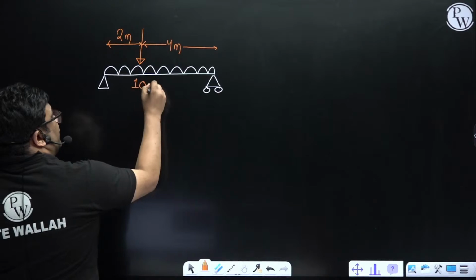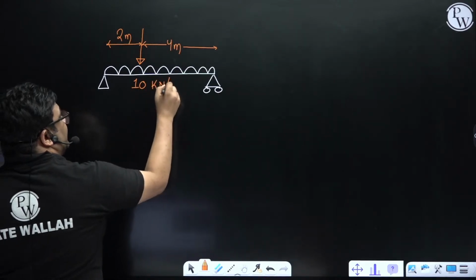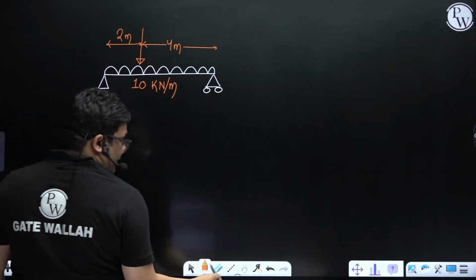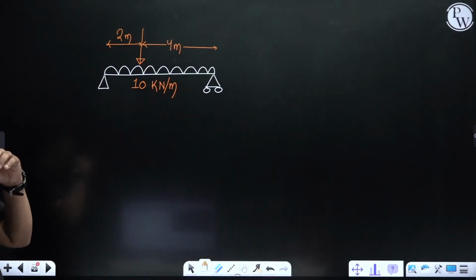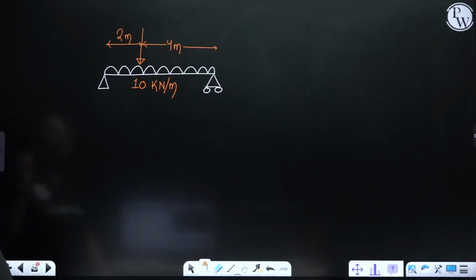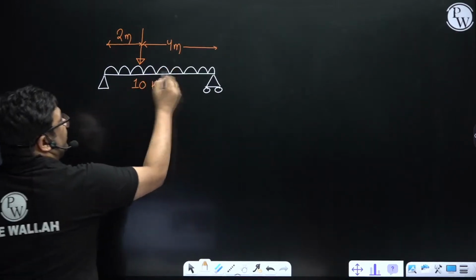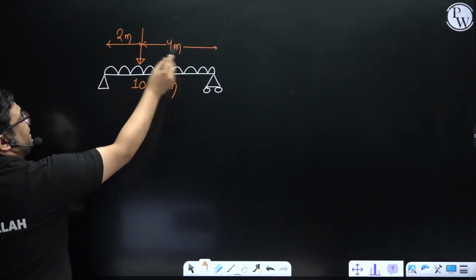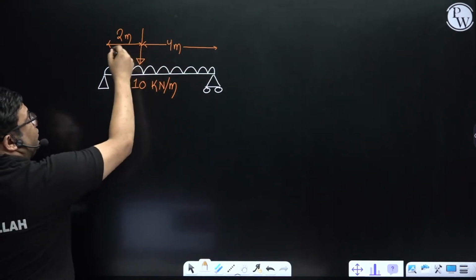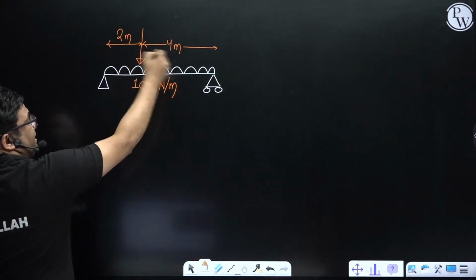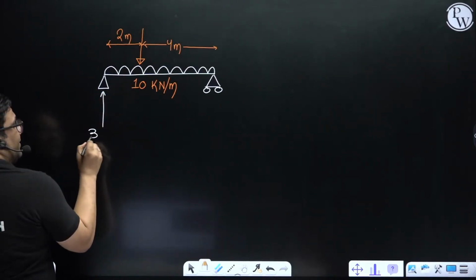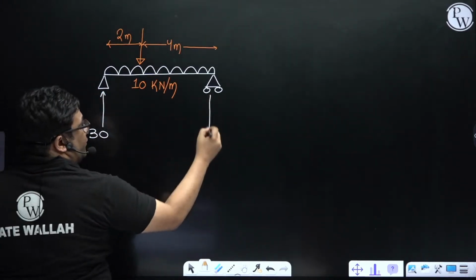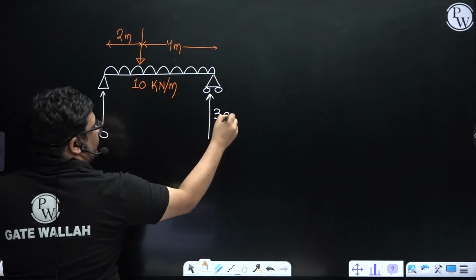So I have taught you how to find out the reactions, right? So first of all, we have to find out the reactions. Reactions are required, then we can find out the bending moment. Now due to the UDL, it is 10 into 6, the total length is 6 meters. So 60 will get distributed. So due to the UDL, it will be 30-30 distributed.